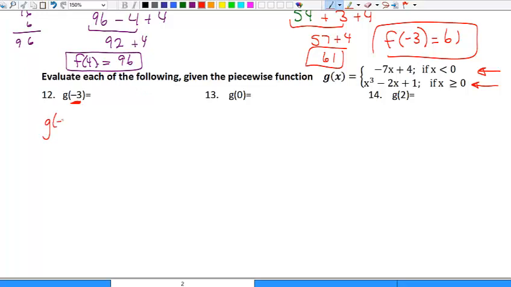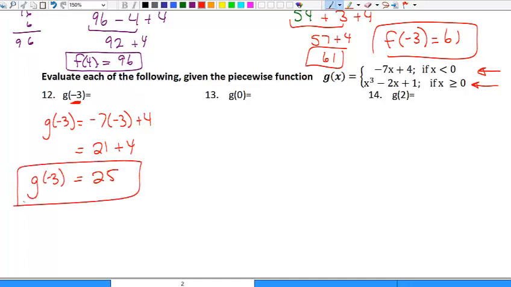So when I plug in g of negative 3, I am only plugging it in to the correct function. If you plug it into both functions and just hope that I'm going to pick the right one, I'm not going to give you any credit. If I see two answers here, that means you don't know what you're doing. So make sure you're only plugging it into the correct one. 21 plus 4, that is 25. So therefore, g of negative 3 is equal to 25. Don't plug in the other one.